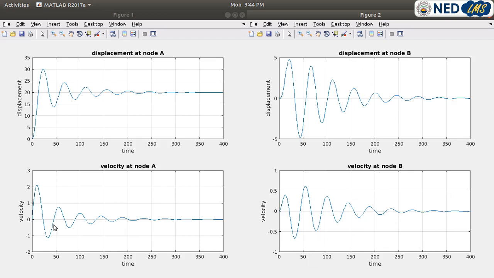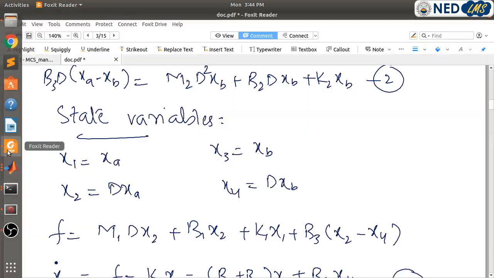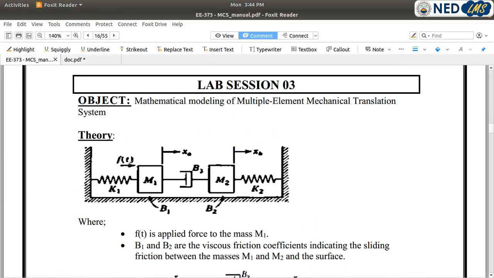Now here you can see velocity. After some time, the value of velocity is 0, as expected, since we have applied force on this system and we are moving this system forward. So after some time, the forces will get balanced due to this spring and this spring. So velocity of both these masses will be 0.